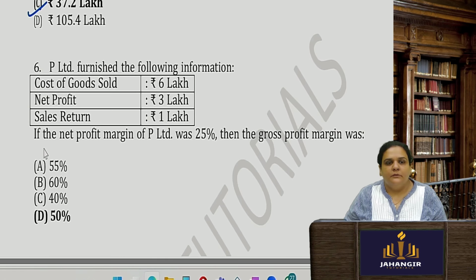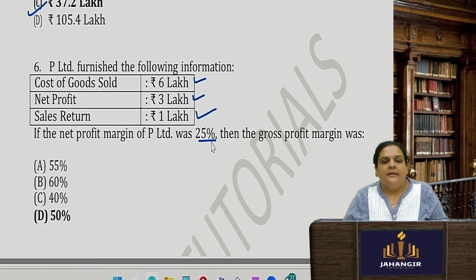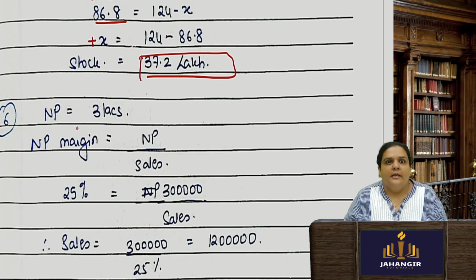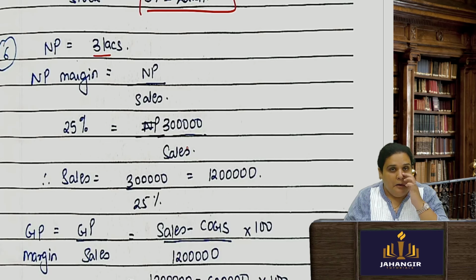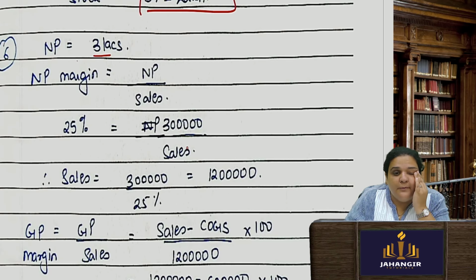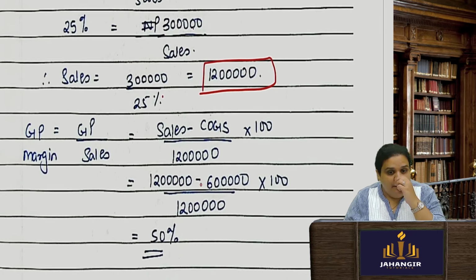Okay. Next question. P Limited furnished the following information. COGS rupees 6 lakhs, net profit is 3 lakhs, sales return is 1 lakh. Okay. If the net profit margin is 25%, then what will be the gross profit margin? Net profit and net profit margin both is given. With that, I'll be able to find my sales. Right? Net profit margin is equal to net profit upon sales. So sales will be 3 lakhs upon 25%. Okay, 12 lakhs.